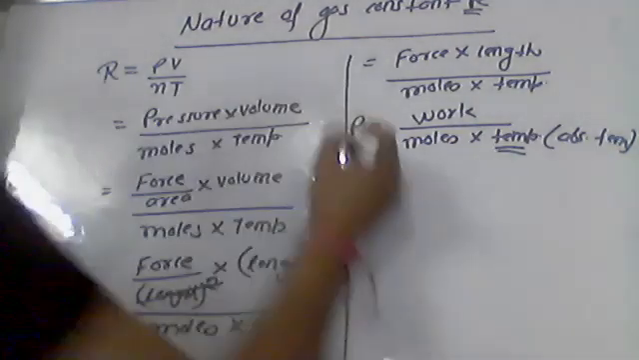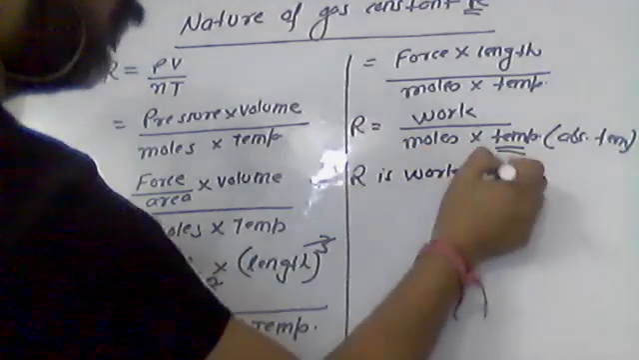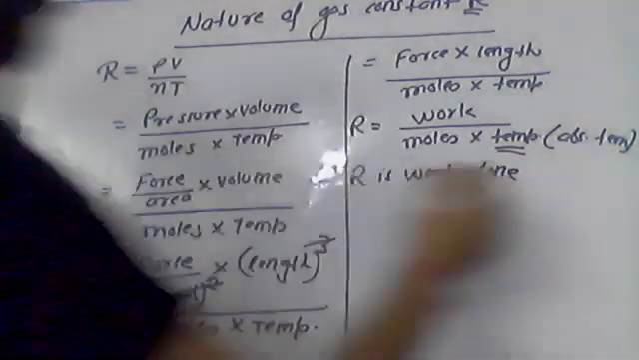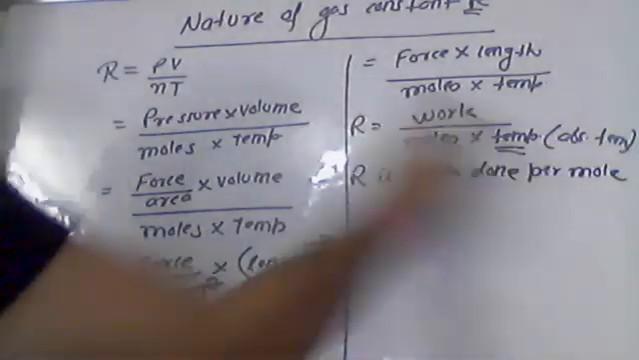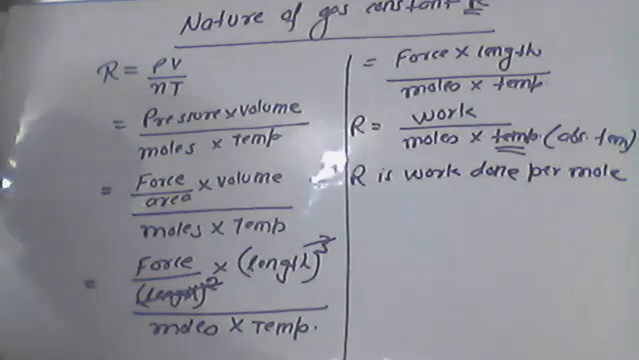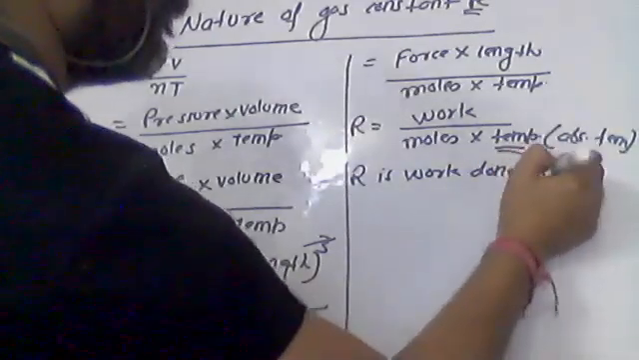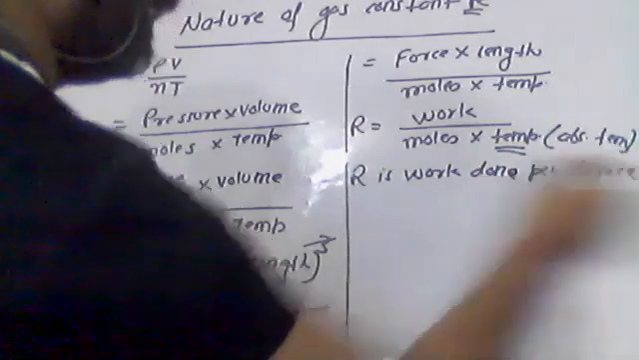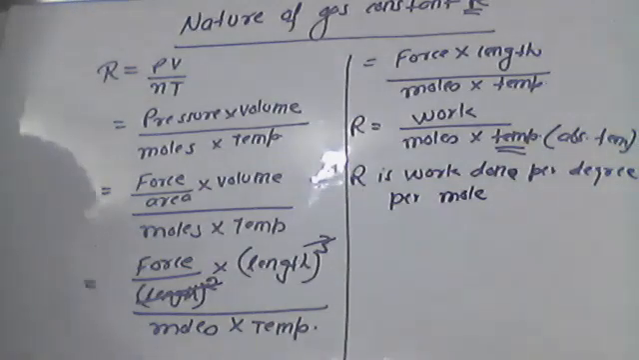So how can I define R? R is the work done per mole. R is basically the work done per degree per mole, or work done per mole per degree. That is your R. That is the nature of R. R is the work done per degree per mole.